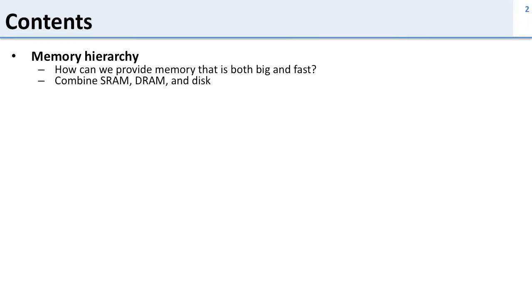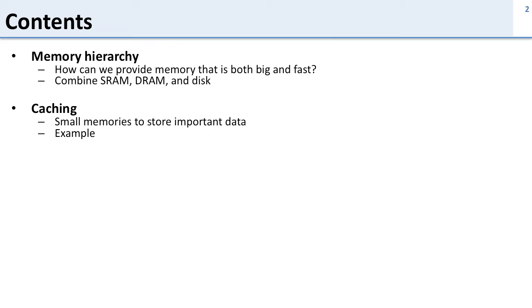So we're going to start out talking about the memory hierarchy. That is, how are we going to provide a memory system that is both big and fast? And the way we're going to do this is combining small, fast SRAM memories with larger, slower DRAMs and disks. We're going to talk about how we do this by caching. The idea in caching is we have small memories and we put the important data in the small memories, that is the data we're working on. Then we can access that data quickly and the processor runs faster.